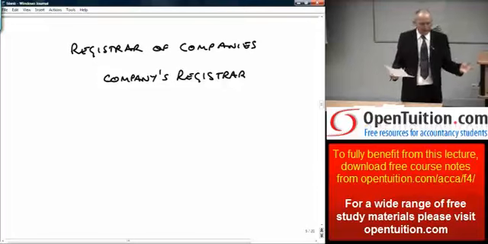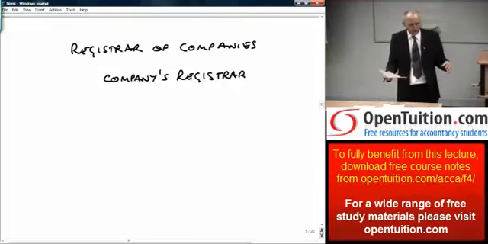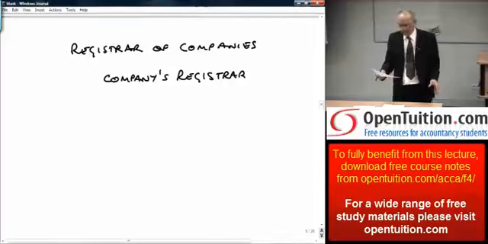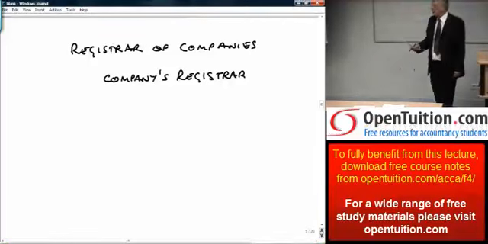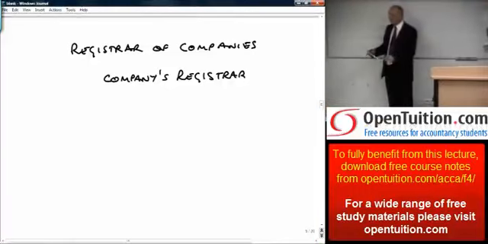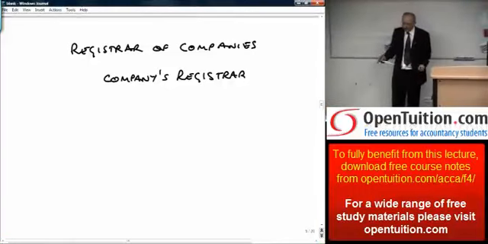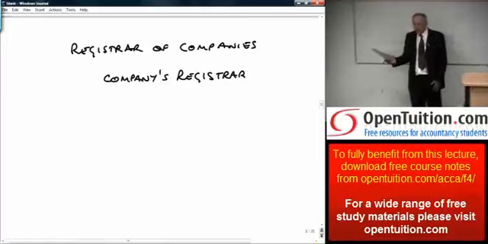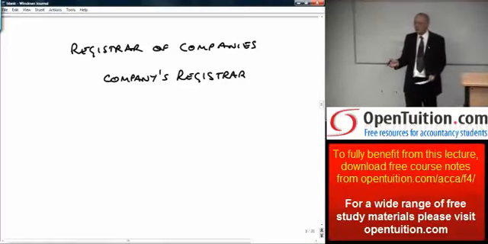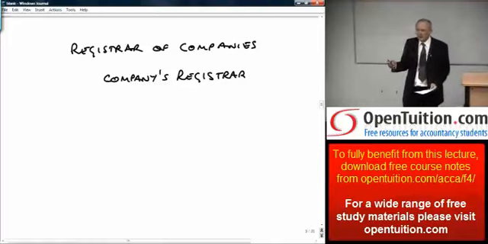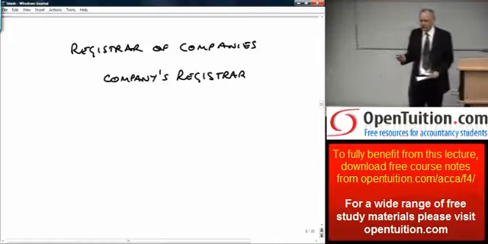But that, I think, does that explain the difference between a register and a registrar? Okay. Registrar of companies is this woman in Cardiff. She's looking after all the records of all the companies. A company's registrar is the individual who's looking after the statutory books, these registers which must be kept. They're called the statutory books.